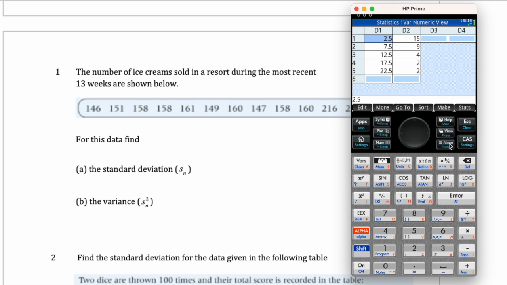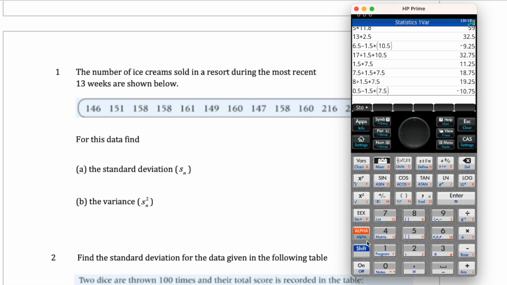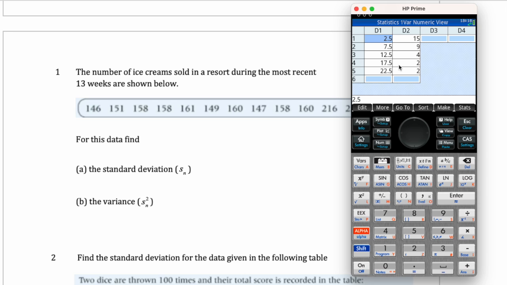Let's clear this. Shift, clear. Oops, did that work? Let's go back. Shift, clear, all. And type it in very carefully. Most common mistake with these calculator questions is typing in information wrong. So just make sure you got the right list.